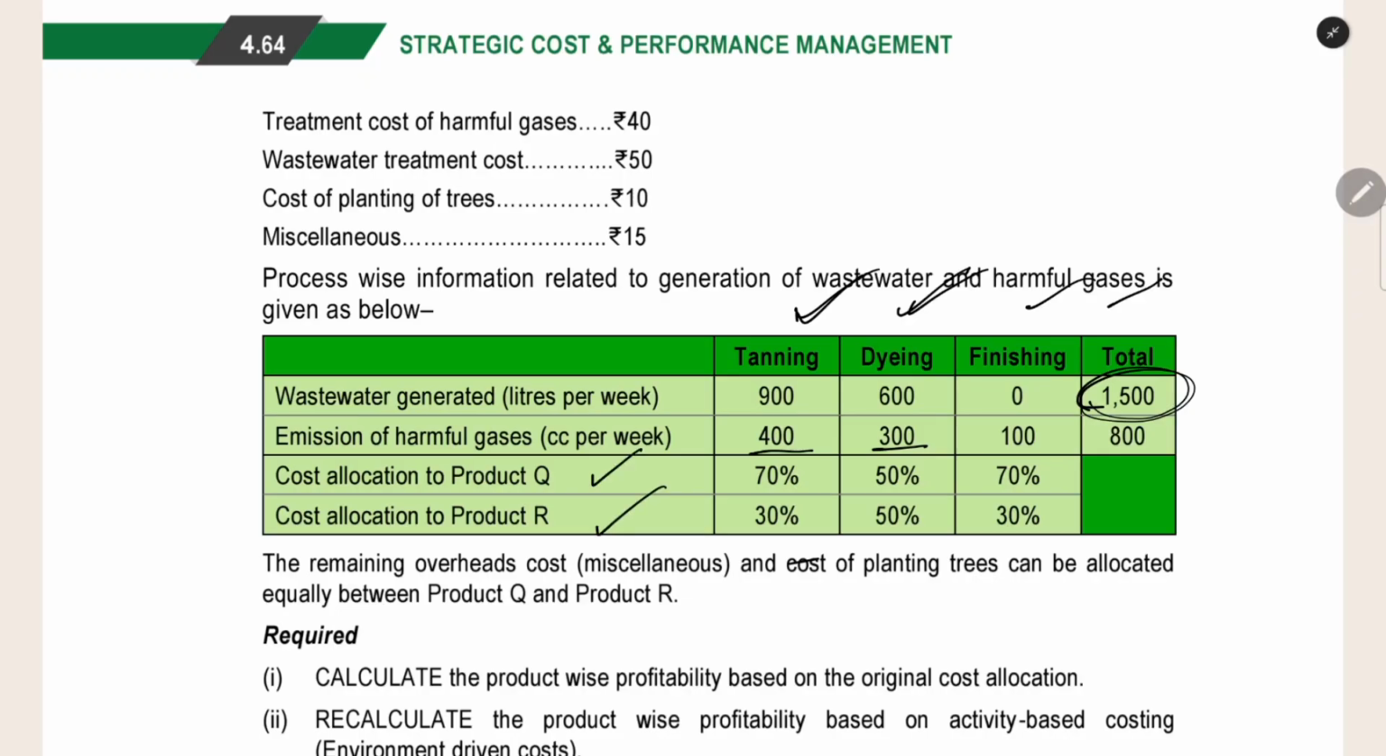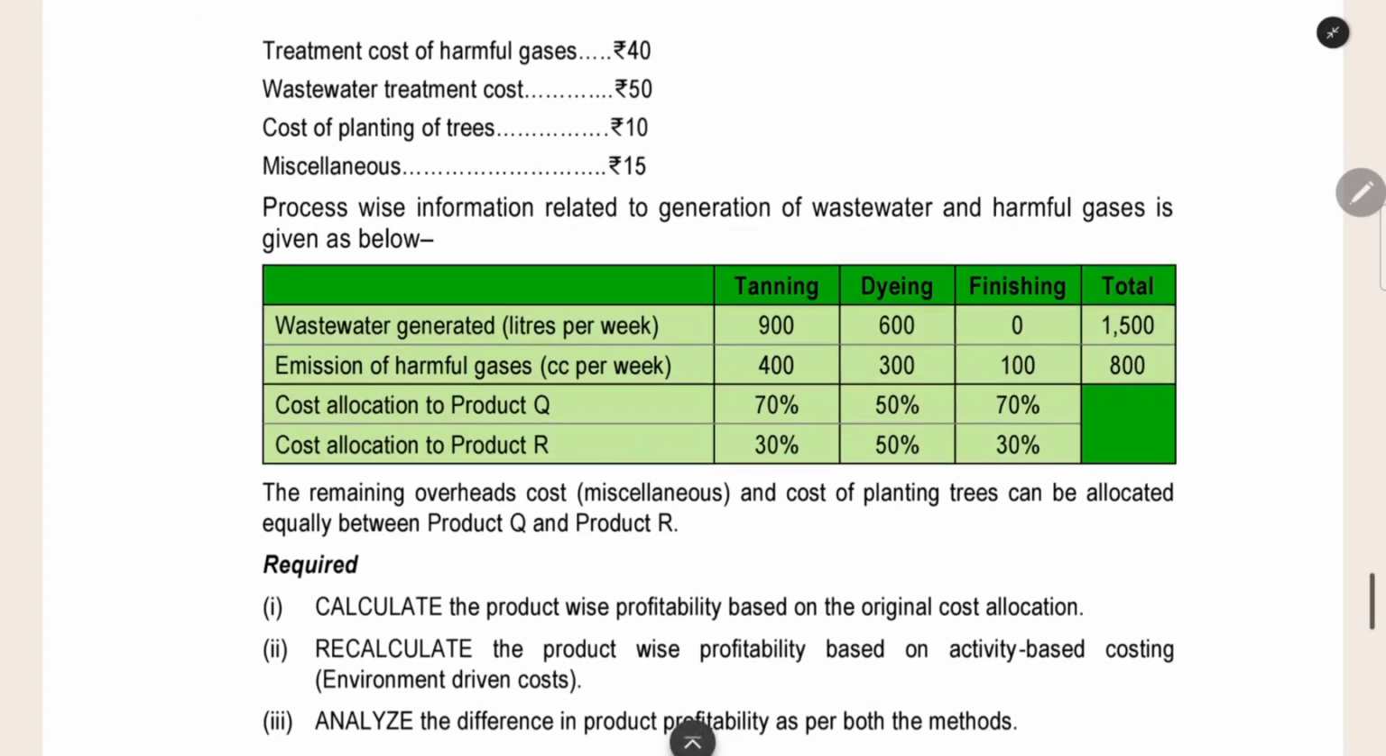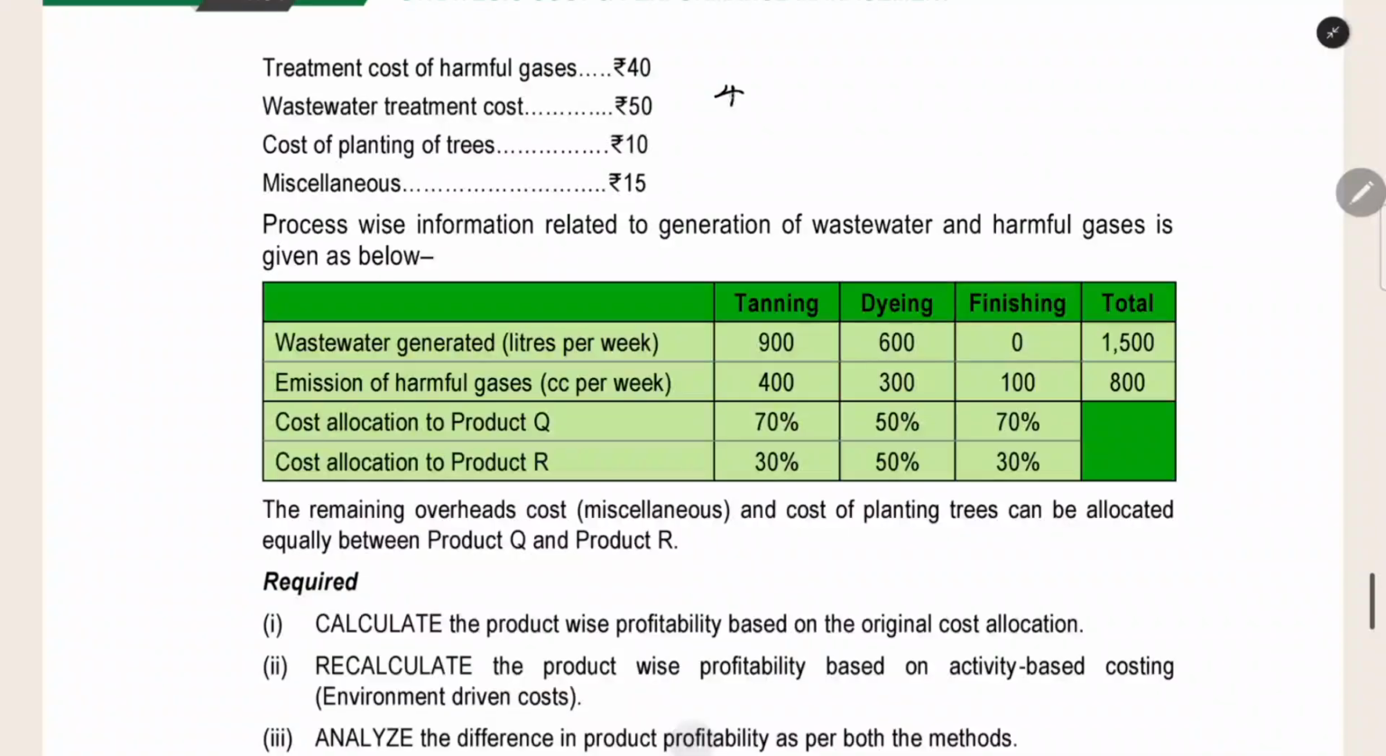The remaining overhead cost can be allocated equally between product Q and R. Here they have given 4 activities, but they have given the allocation for only 2 activities here. The remaining 2 activities, planting trees and miscellaneous, will be in the ratio of 50:50. It will be apportioned equally between product Q and product R. That is what they are giving.